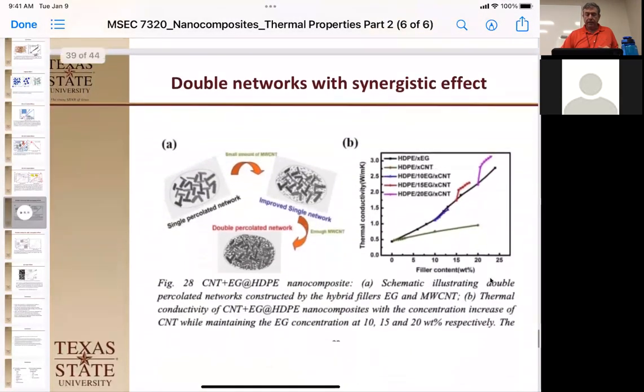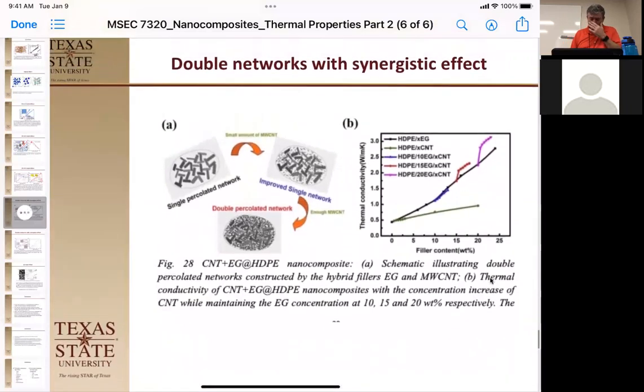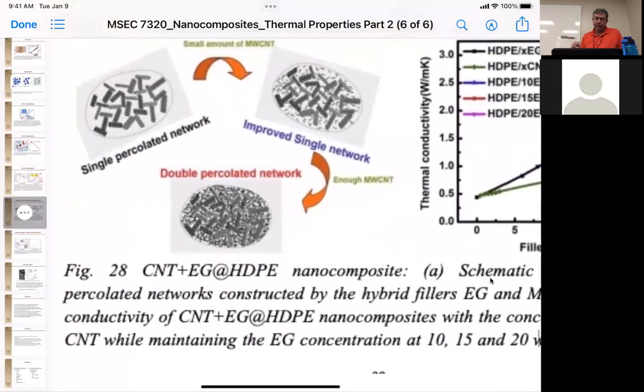Okay. So now, this is another way of looking at it, and this is what they called the double networks. In double networks, what they're trying to do is improve that network by starting with plates, adding a little bit of carbon nanotubes, and then that gives it a certain network, one network. And then by adding more carbon nanotubes, you have not only the platelet-nanotube network, but you have a nanotube network. And so they call it the double network here.